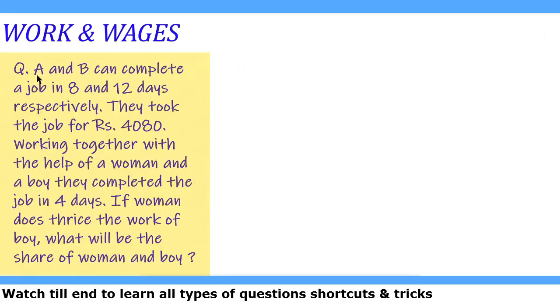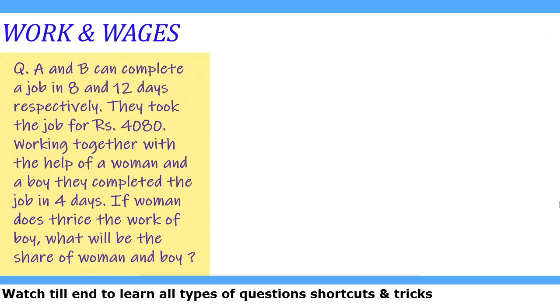Our next question is, A and B can complete a job in 8 and 12 days respectively. They took the job for rupees 4080. Working together with the help of a woman and a boy, they completed the job in 4 days. If woman does thrice the work of boy, what will be the share of woman and boy?